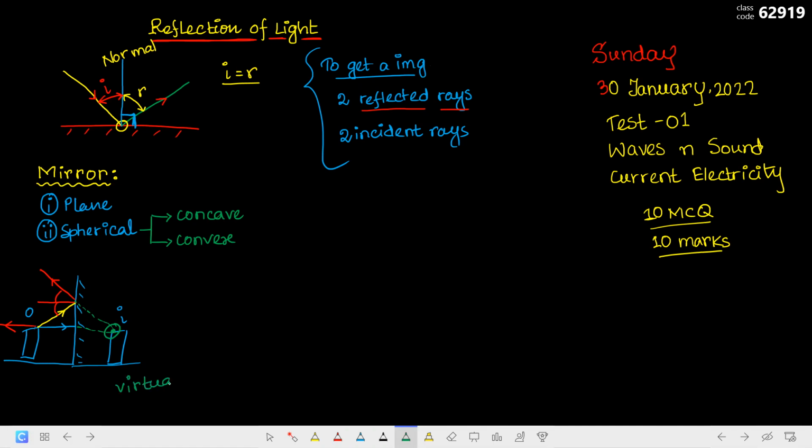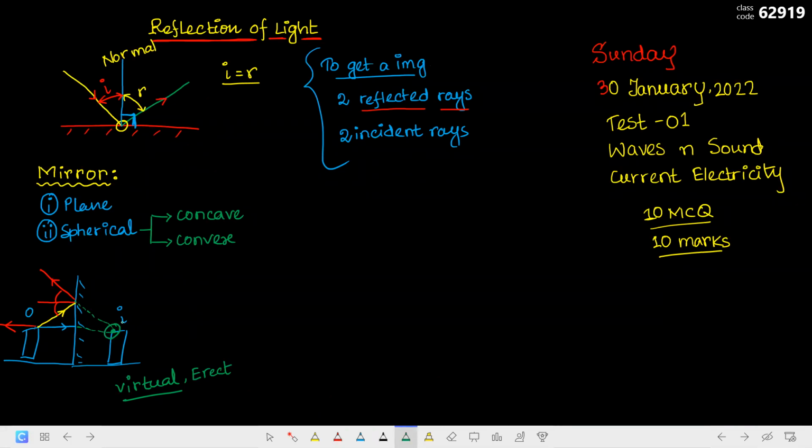When can we say an image is a virtual one? Whenever the image is inside the mirror, means we have to extend the rays backward. That time we will say that the image is a virtual one. Okay. And it is erect. Virtual images are always erect. That means shoja. Shoja means if you stand in front of the mirror, your head is up, leg is down.